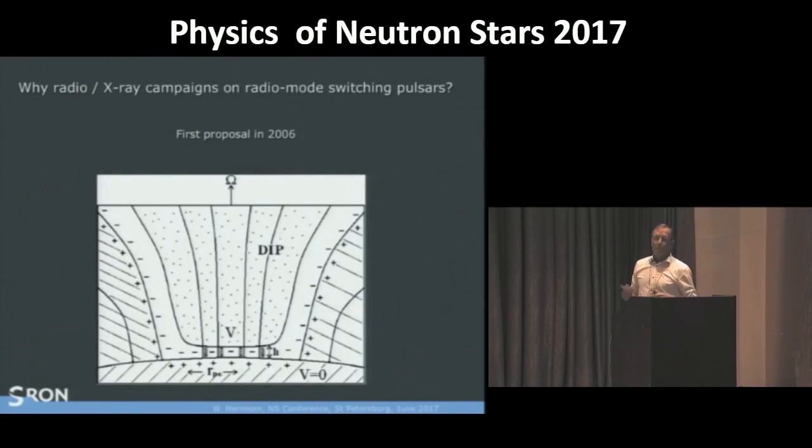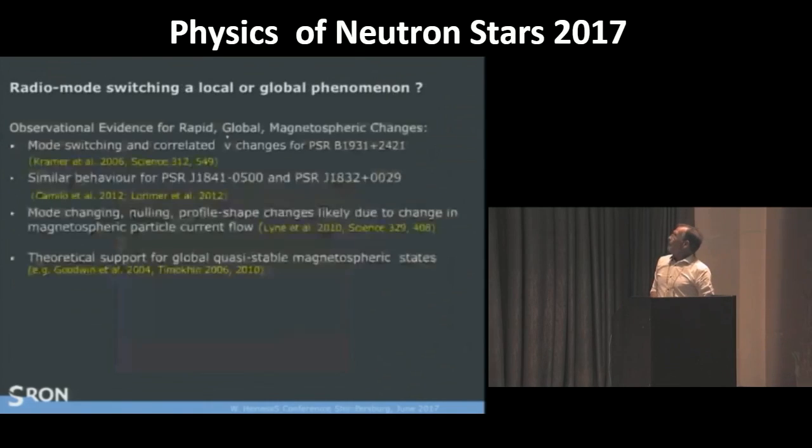When I wrote the first proposal in 2006, it was still completely focusing on what's happening at the polar cap. I got the idea that if the X-rays would also mode together with the radio, it might tell me something about whether we are dealing here with inner-accelerator gaps, vacuum gaps, or with space-charge limited flow models. But after writing the first proposal, it took me 4 years before we finally got the data.